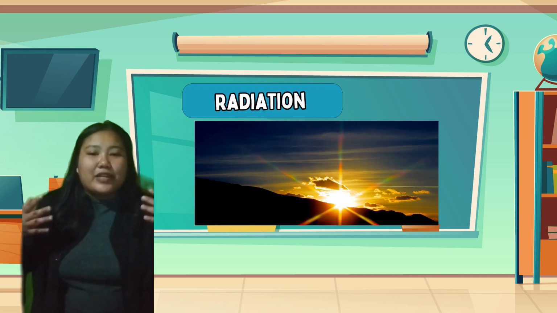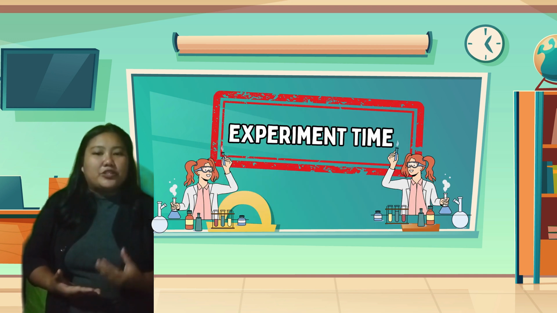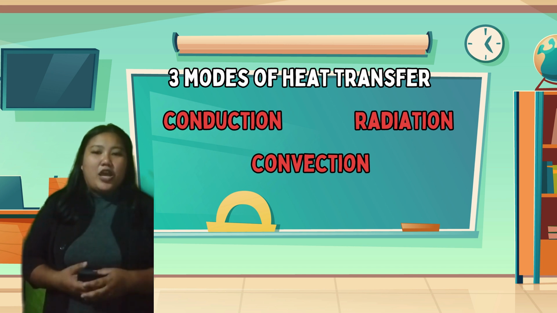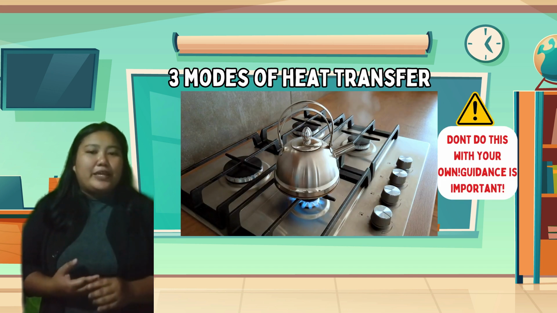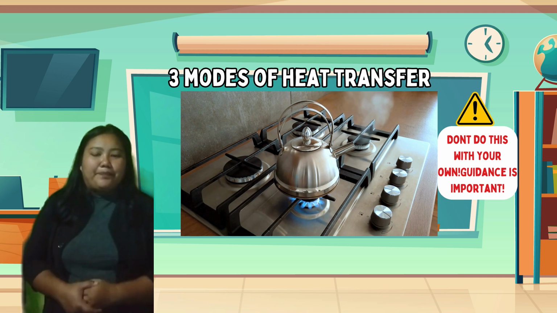So now let's have an experiment. This experiment shows the three methods of heat transfer, which are conduction, convection, and radiation, using a pot of water being heated on a stove. Let's break down each process step by step.